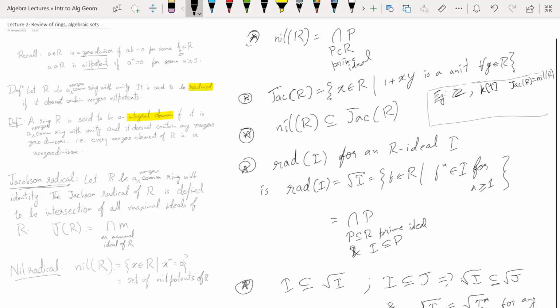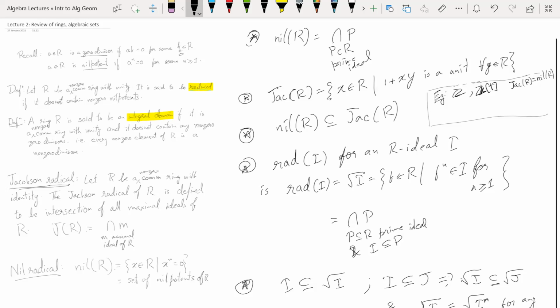Or you can take quotients of them as well. Any finite commutative ring maybe. Yes, any finite commutative ring is okay. Polynomial rings are infinite, but still it's okay. Over any ring, not just a field, it will work. If you take any ring A, then A[T] will satisfy Jacobson equal to nil radical.